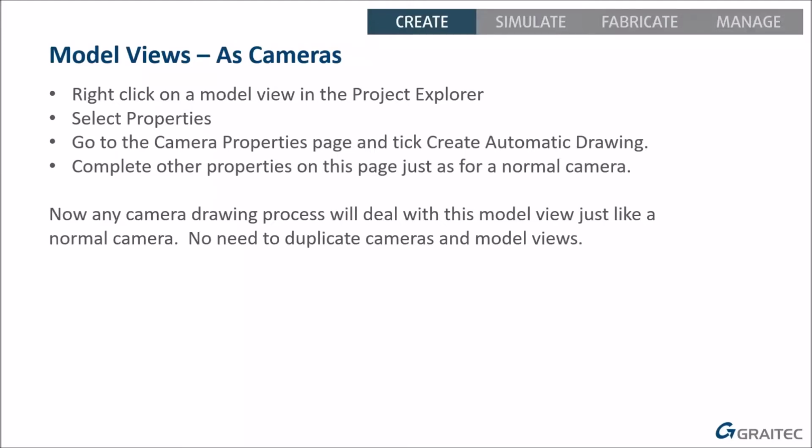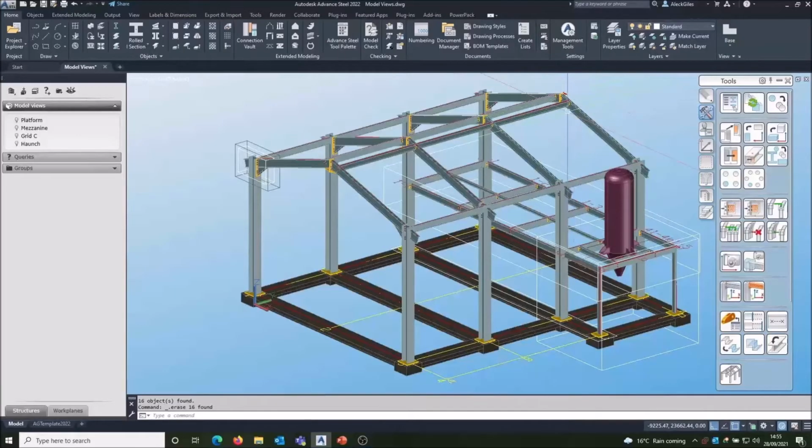So there's no need to have a model view of the mezzanine floor and a camera to draw the mezzanine floor. The one item can do both tasks. So it can save a lot of clutter in your model, makes it easier to navigate and keeps things sleek. So let's see that in action.